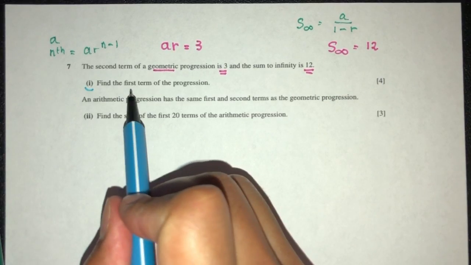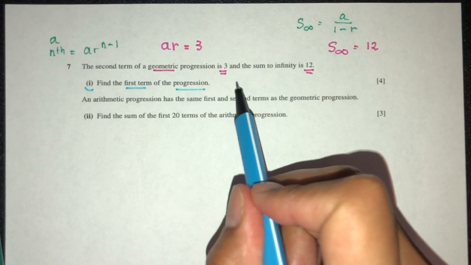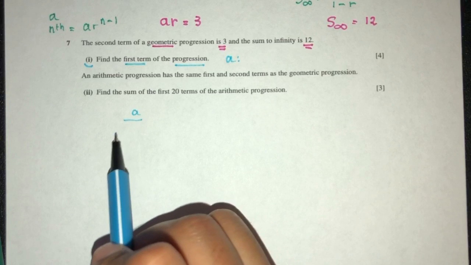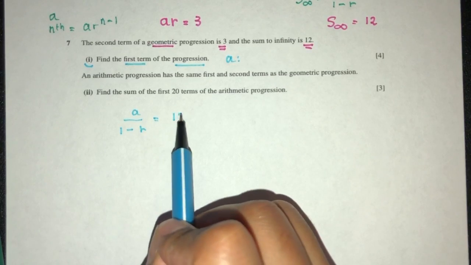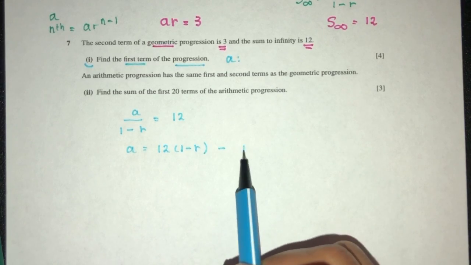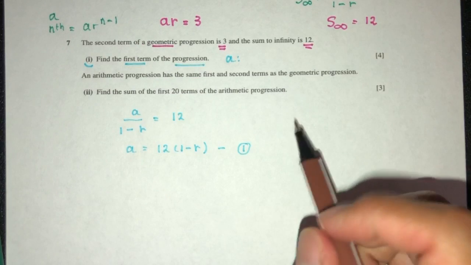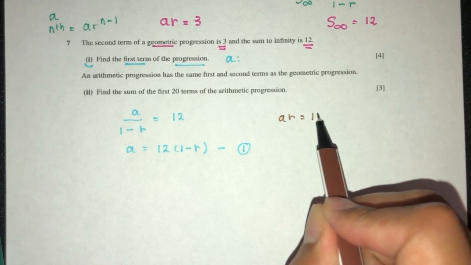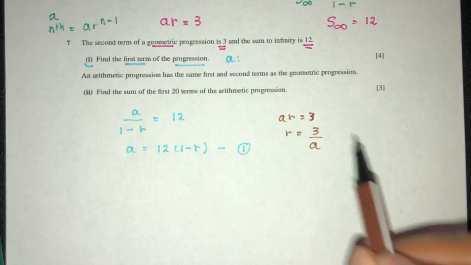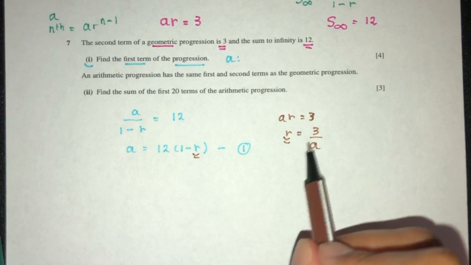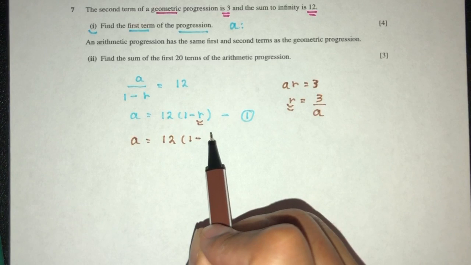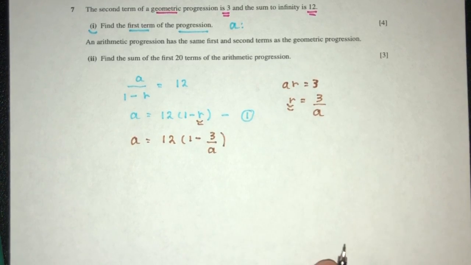Part 1, find the first term of the progression. So find the value of a. Let's use these values. At first we have a over 1 minus r is equal to 12, so a has to be 12 times 1 minus r. That's my equation number 1. And here we have a times r is equal to 3, so r is equal to 3 over a. Replace r here by this, and you will have a equal to 12 times 1 minus 3 over a.